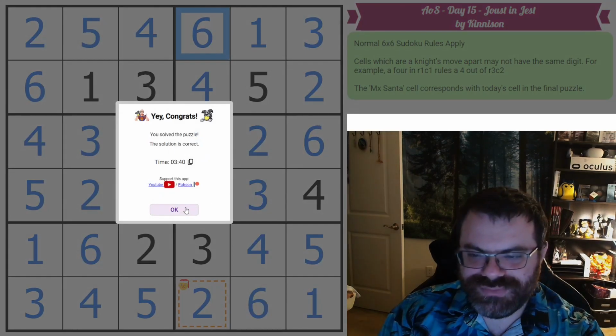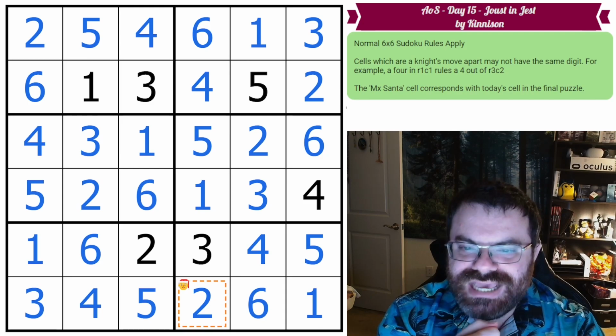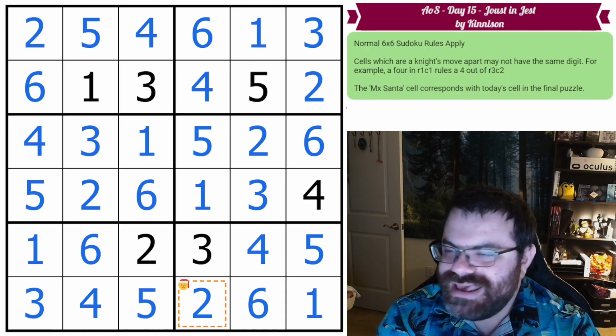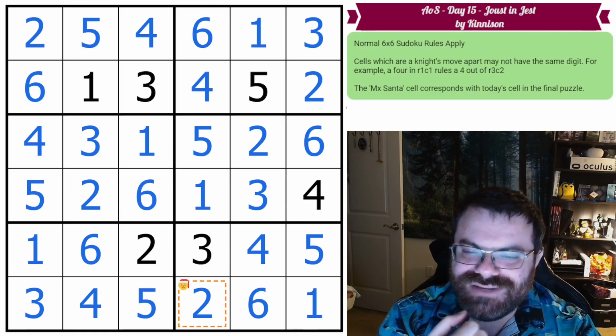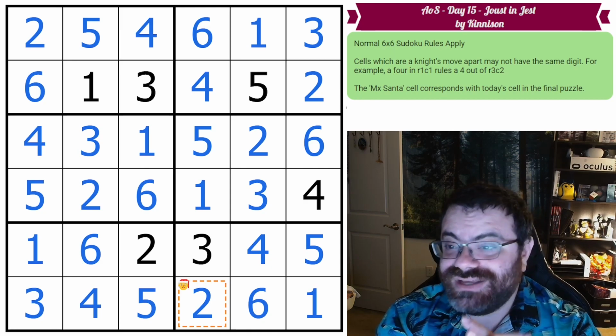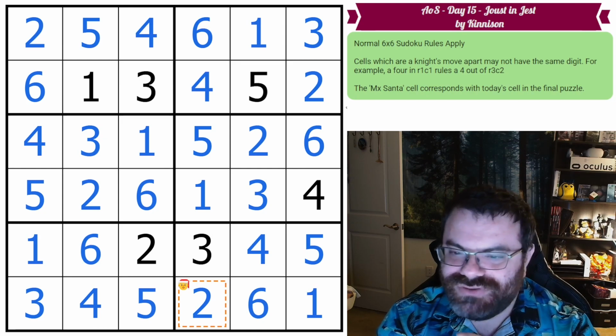All right, so 3 minutes 40 for me. How'd you do on this one? Knight's moves can be difficult to think about, so I don't blame you if this took you some time. And it can be a bit of a scanning headache, so you definitely get used to scanning anti-knight more the more you do it. I have done a lot of anti-knight puzzles, so I'm pretty adept at scanning it, but at first it can be very difficult.